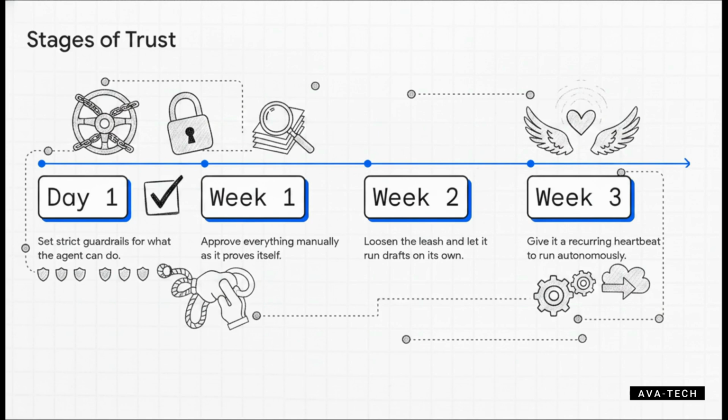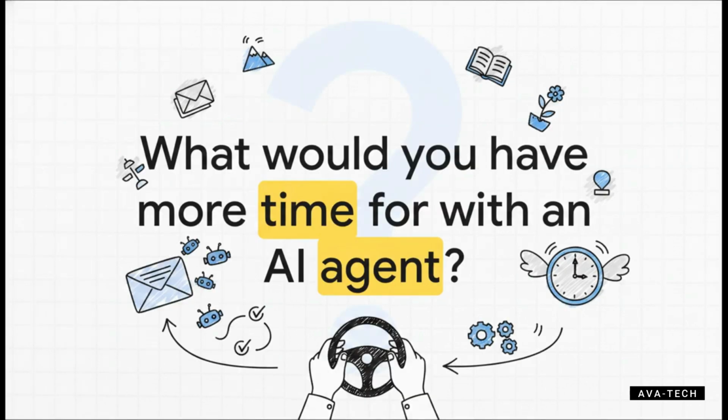On day one, you set strict guardrails. For example, maybe it can only draft emails, but it can never ever hit send. In week 1, you review and manually approve everything. As it starts to prove itself, by week 2, you can loosen the leash a bit. And finally, by week 3, you give it a heartbeat, a recurring schedule where it just runs completely autonomously in the background without you constantly checking in. Truly learning this loop and getting comfortable taking your hands off the wheel puts you ahead of 99% of people out there right now. But it does require you to learn how to let go.